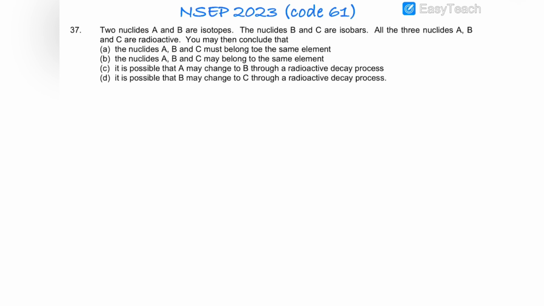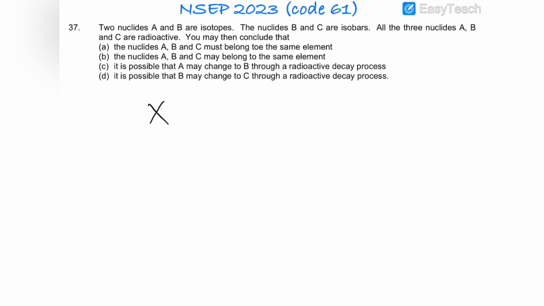In this question, you can see that two nuclei A and B are isotopes. Now isotopes are those which have the same Z but different A. Okay, these are isotopes. And isobars are those which have the same A but different Z. So B and C are isobars, so the mass number of B and C would be the same, and the atomic number of B and C would be different. So what we can conclude about these three, that the nuclides A, B and C must belong to the same element. It is not possible.